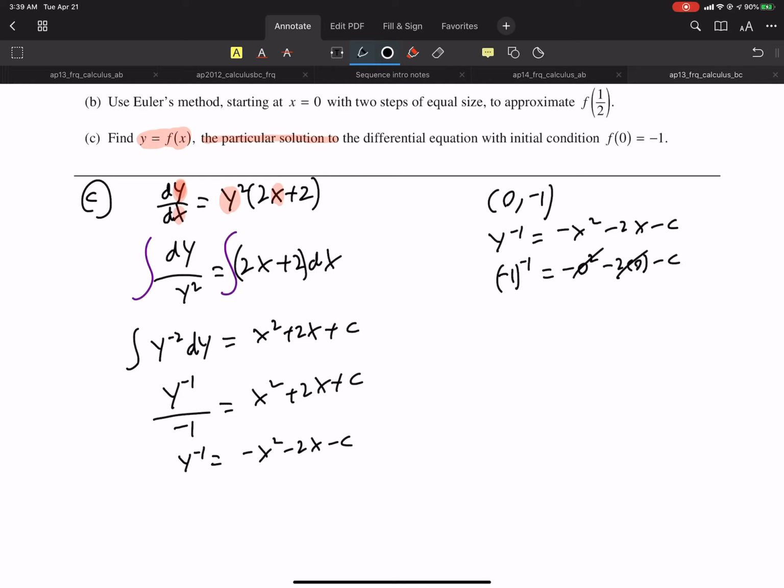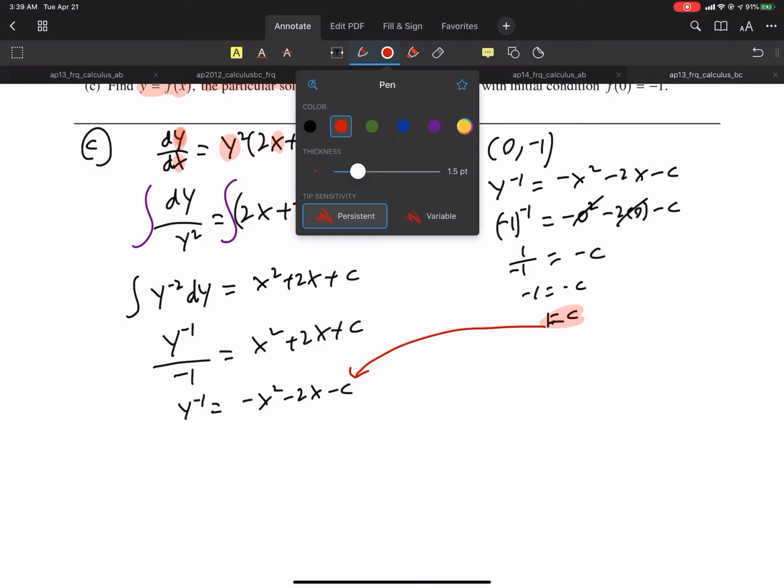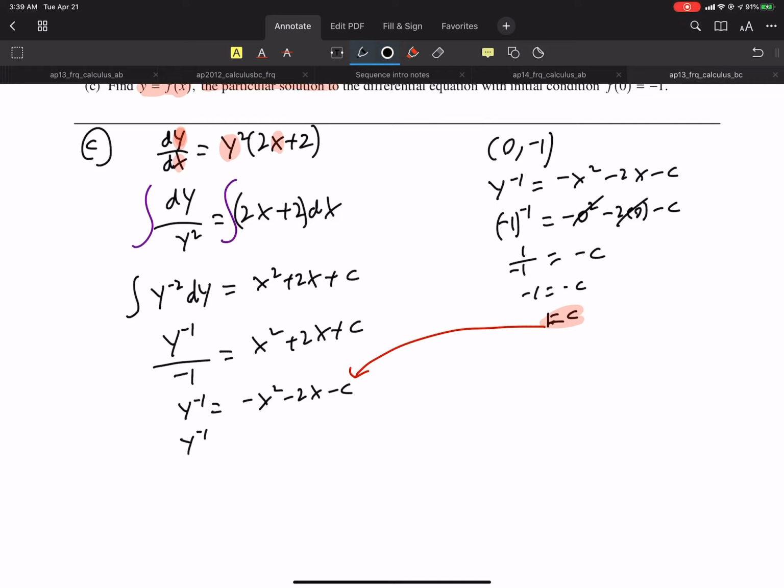All those will be 0. So this will be -1 to the -1 is the reciprocal. 1 over -1 equals minus c. -1 equals minus c. c equals 1. So at this point, we're going to take our c that we found, and we're just going to plug it in for c. And we're almost done now.